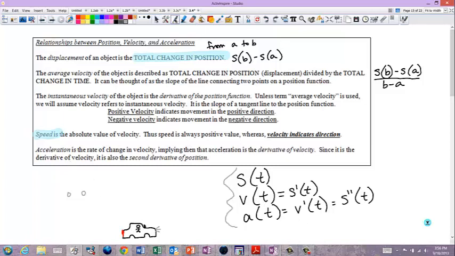And if you really wanted to know neat things, jerk is the derivative of acceleration, because if you push the accelerator faster, you might jerk. Like if you throw it to the floor, you jerk. It's called the third derivative of position.